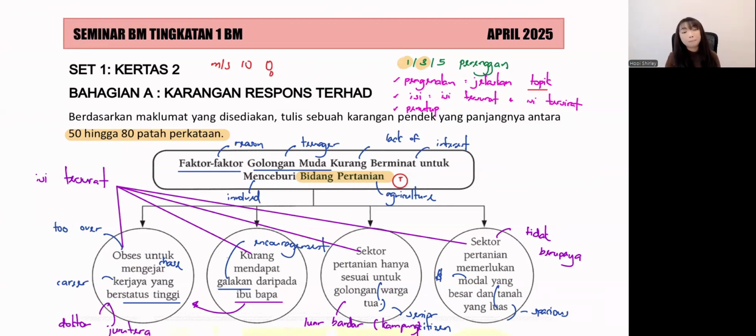Because you will need to write a minimum of 50 words. Even though I add up all the words here together, it will not become 50. So you will need to write 70 plus in order to score the high mark. So what happens is that you might need to add on your own idea. I should say isi tersirat. So this will be the given one in the question.